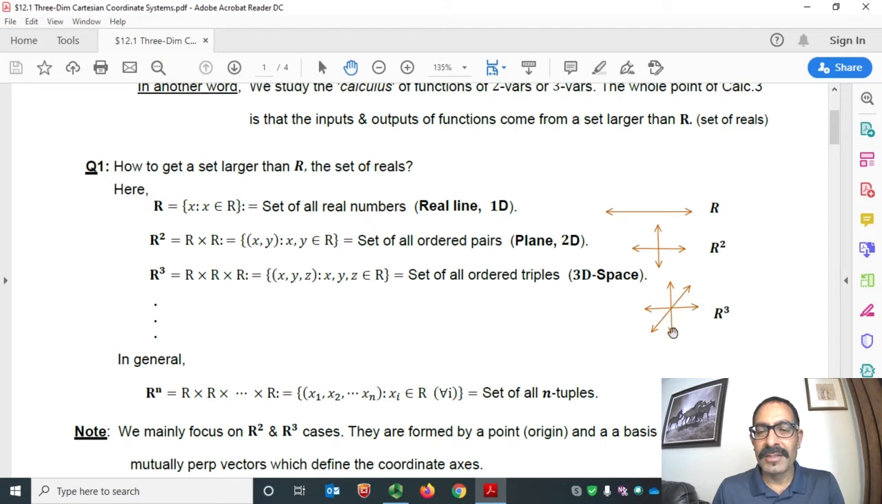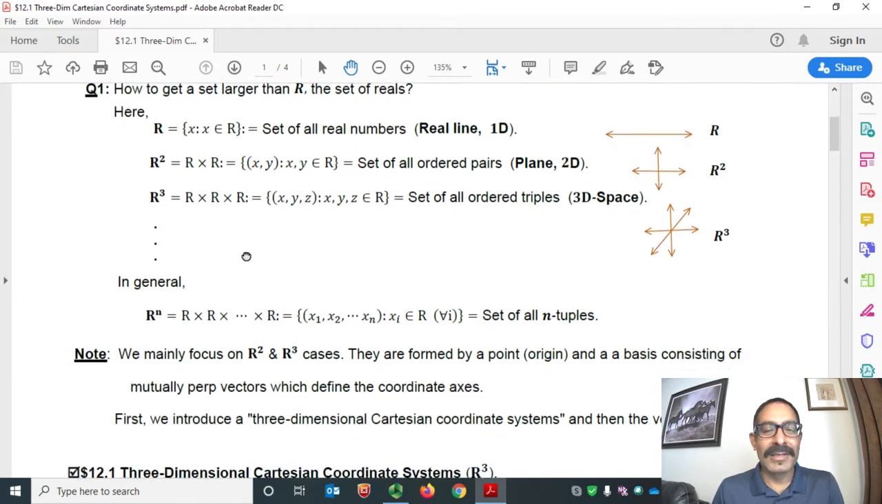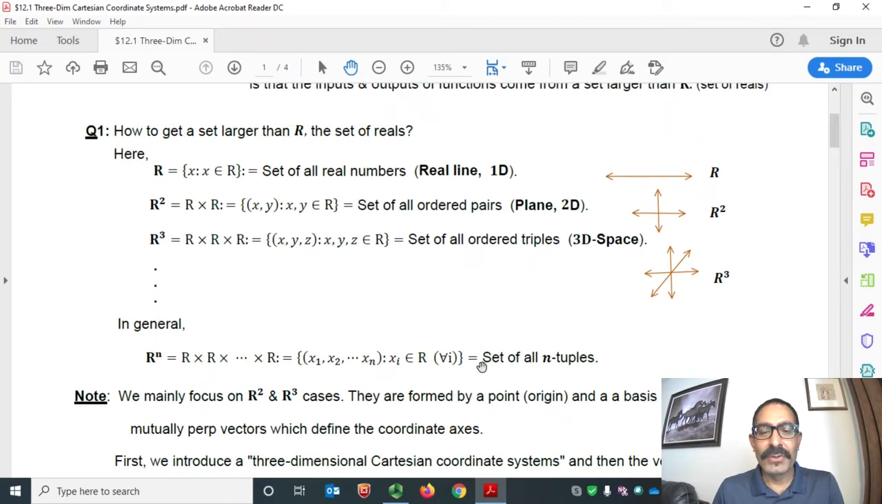So this is R, this is R, this is R, and they are mutually perpendicular at this point. So R3 is defined as the set of all ordered triples, and R3 is also called 3D space or just space. Similarly, we can generalize this idea. We can define Rn, that is R cross dot dot dot cross R, that means we have n many R's we are crossing here, and Rn is the set of all n-tuples. I hope this definition makes sense to you all.